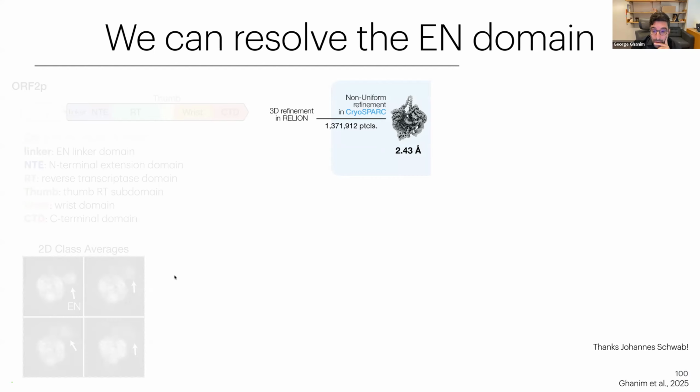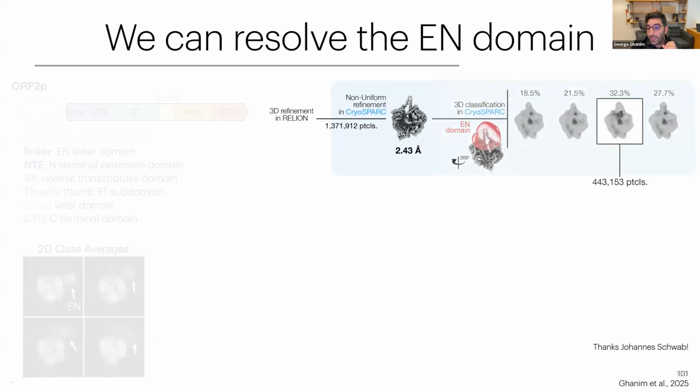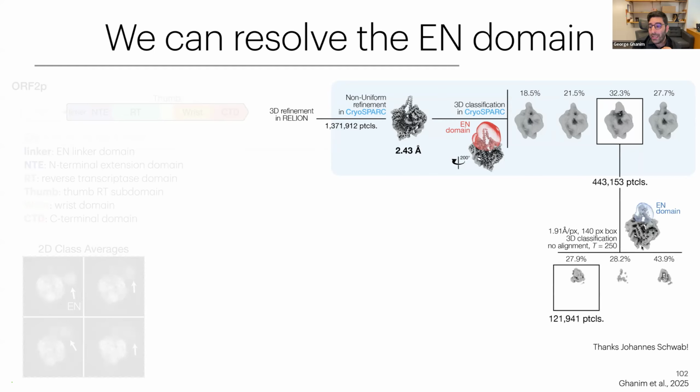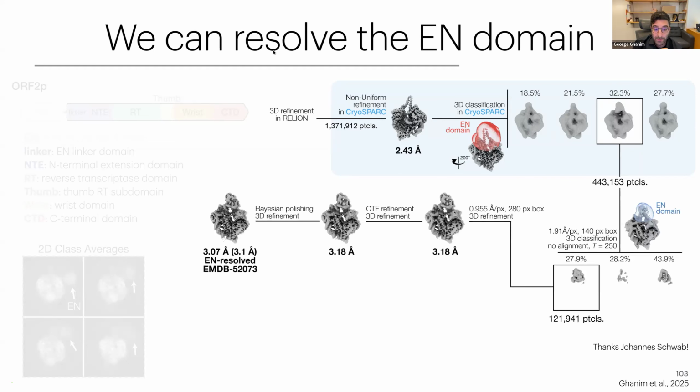So the way we find this endonuclease domain is, again, bringing the data set from RELION into CryoSPARC and doing focused 3D classification. And eventually, after trying many things, we found that in some subsets, we see this bump, right, which we presumed was the endonuclease domain. We bring this data back to RELION, and we do more focused 3D classification, and we're eventually able to resolve this flexible domain.